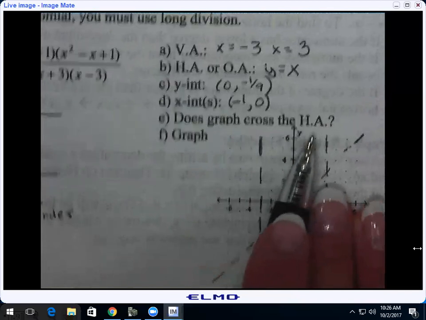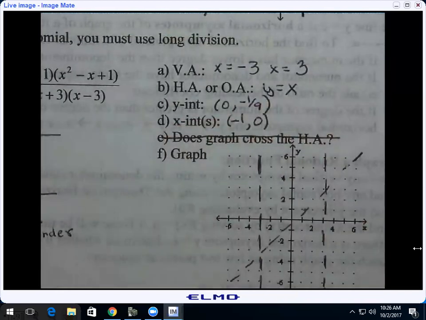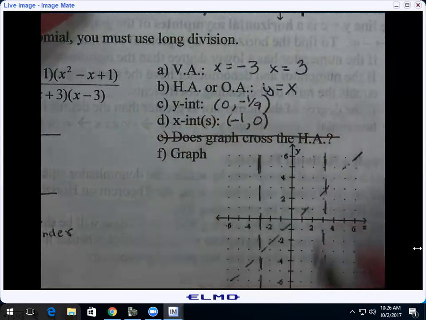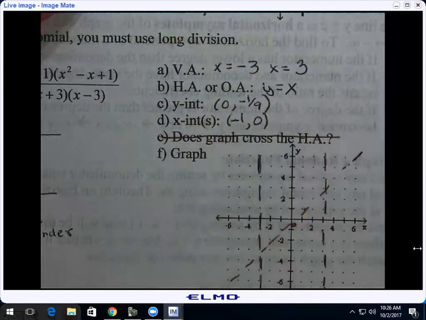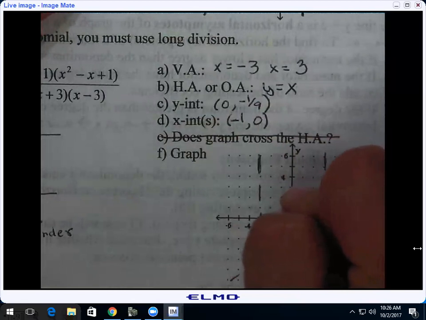If you don't have a horizontal asymptote, you don't have to worry about crossing it. If you don't have one, the graph can't cross it. So let's graph those intercepts. Negative 1/9 is just barely below the x-axis. The x-intercept at negative 1 is right there.